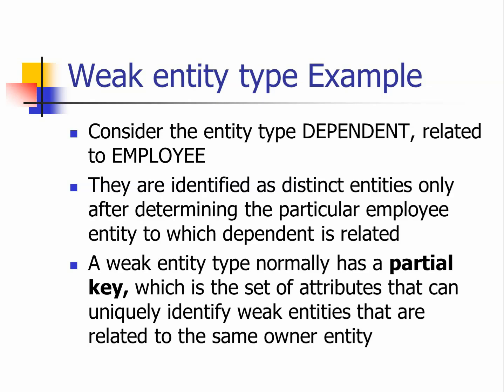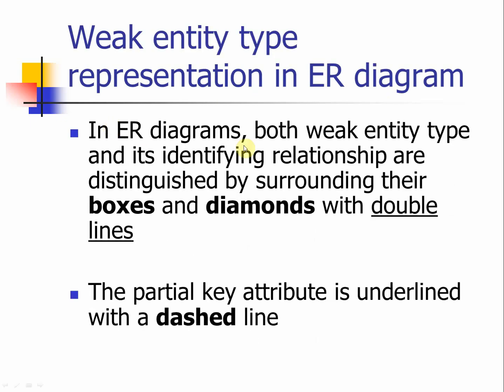A weak entity type normally has a partial key, which is the set of attributes that can uniquely identify weak entities that are related to the same owner entity, such as child number 1, child number 2, child number 3, connected to the employee we are looking at. That is a very special concept of the weak entity. In an ER diagram, both the weak entity type and its identifying relationship are distinguished by surrounding their boxes and diamonds with double lines. The partial key attribute is underlined with a dashed line.